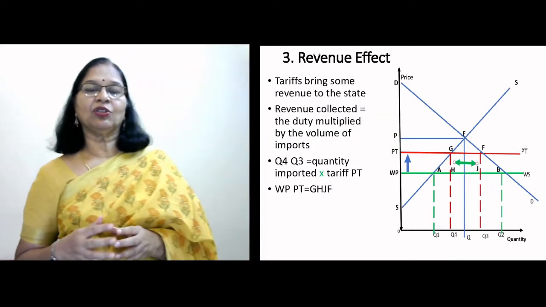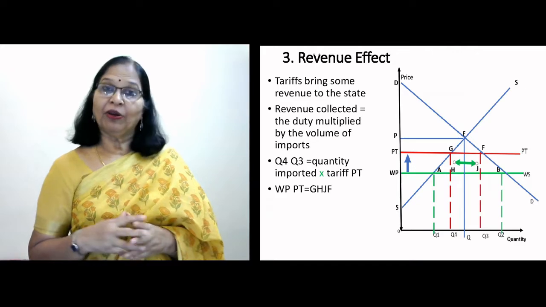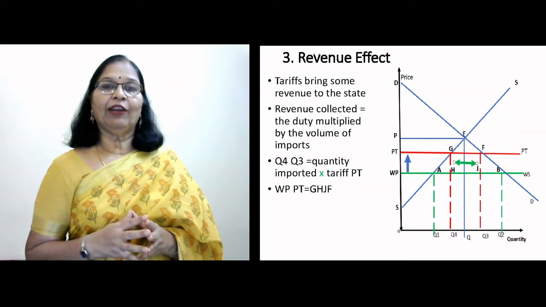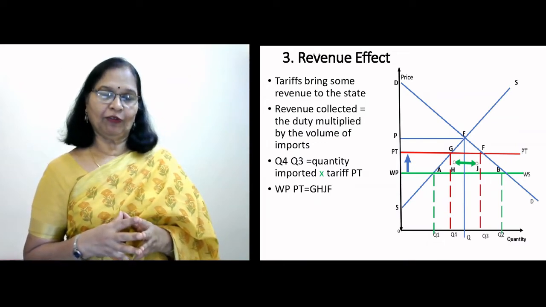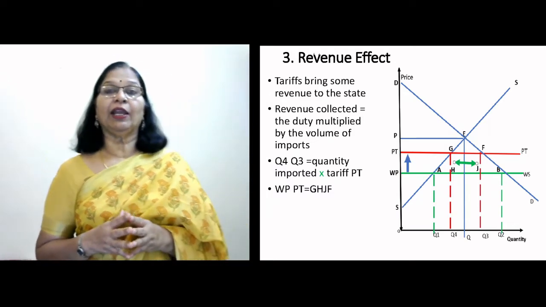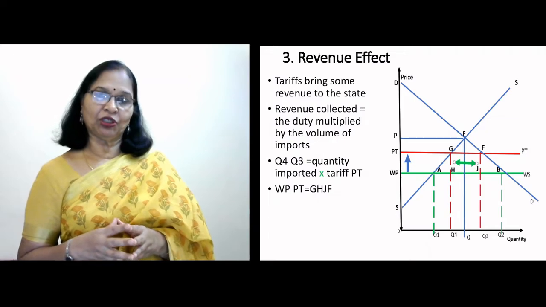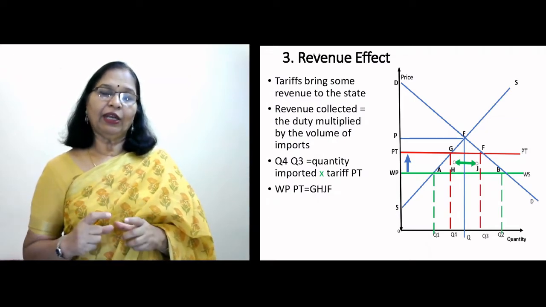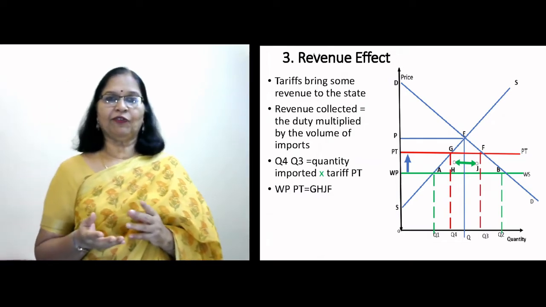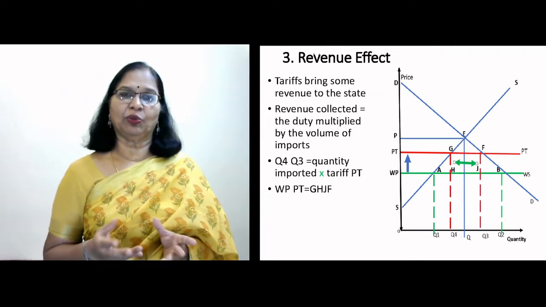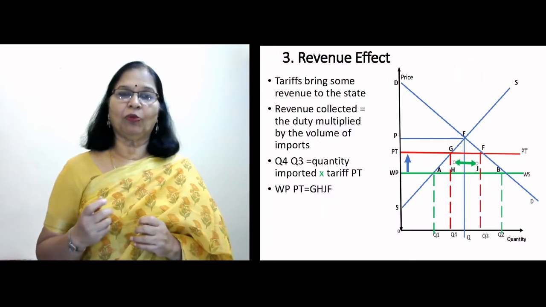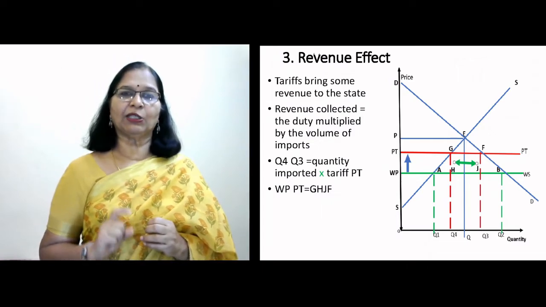The third effect is known as the revenue effect. Now remember that the purposes of imposing tariffs are many, and one of them is to obtain revenue for the government. So in this particular case, now we can see how much the government gains as revenue because of the imposition of a tariff. The tariff is on per unit of the commodity. It could be ad valorem or it could be specific. They are the two different kinds that you can see. There are many different varieties of tariffs, but I'm just using the ad valorem or specific. Now let me take specifically the specific tax.